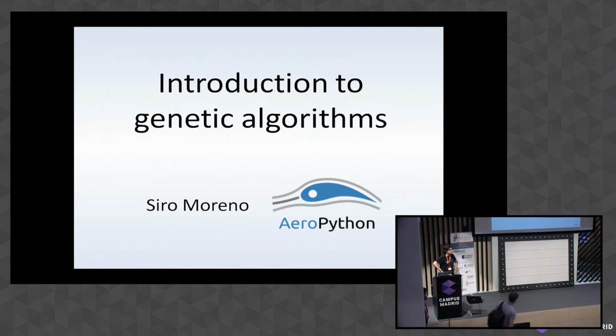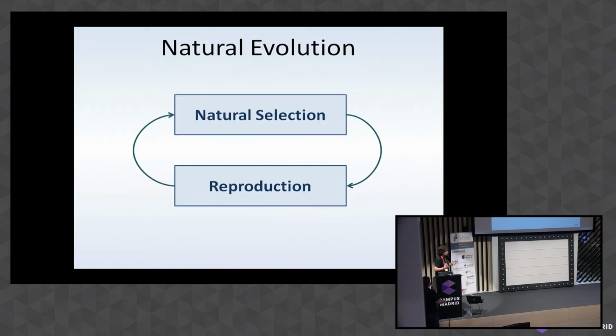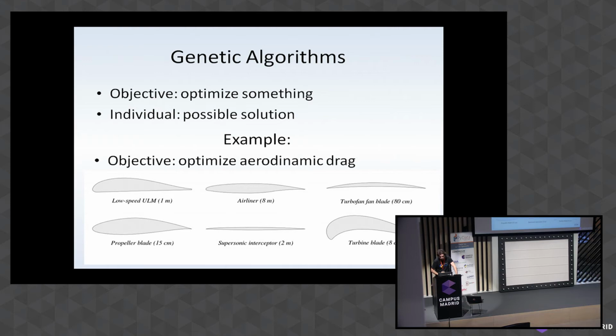So attention, ready, set, go. Okay, so I'm going to try to explain very quickly what is a genetic algorithm. Genetic algorithms are based on natural evolution, which is a process that optimizes living things over time through natural selection, like killing the less fit animals or whatever, and reproducing the most fit creatures. With genetic algorithms, we will try to do something like that, but with solutions to a problem.